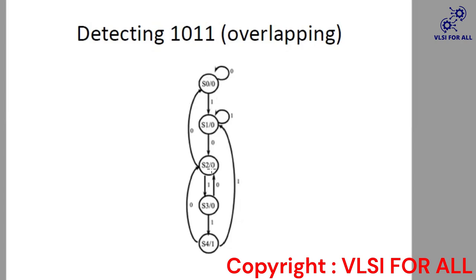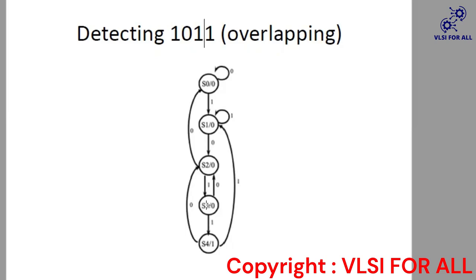Further, moving to S2, when the input is 1, we get 101, so we will move to S3. But when the input at S2 is 0, the sequence becomes 1010, sorry, 100. So it is like the initial condition, and we will go back to the initial state, S0.